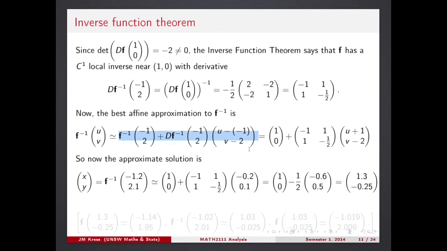So if you need to know the approximate value at the point nearby, negative 1.2, 2.1, you just use these increments, negative 0.2 and 0.1. You use these increments across the affine approximation. That's the value they expect from us.